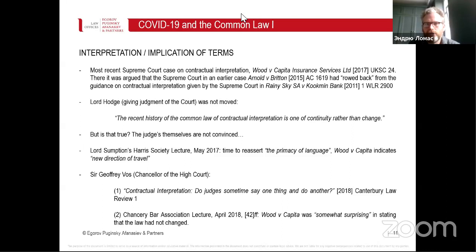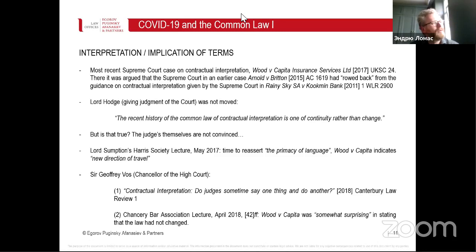And in that case, counsel for the appellant argued that a similarly recent case, Arnold and Britton, which also dealt with contractual interpretation, had changed the law, that it rode back, is how they put it, but that just basically means it abandoned an approach to contractual interpretation that had previously been set out by the Supreme Court in a case called Rainy Sky. But Lord Hodge, when he gave the judgment of the court, didn't agree with what the appellant was saying. He said, the recent history of the common law of contractual interpretation is one of continuity rather than change.